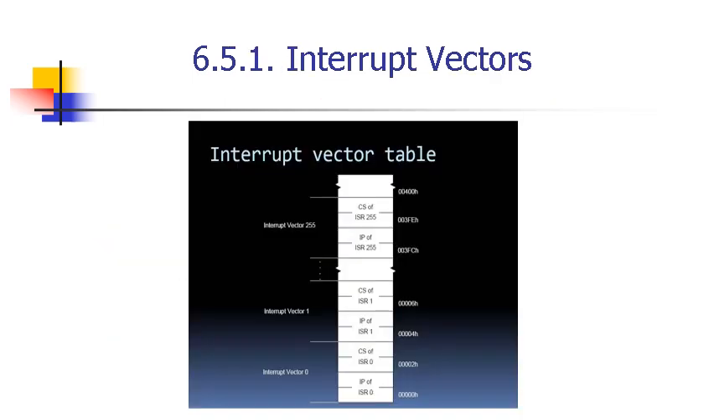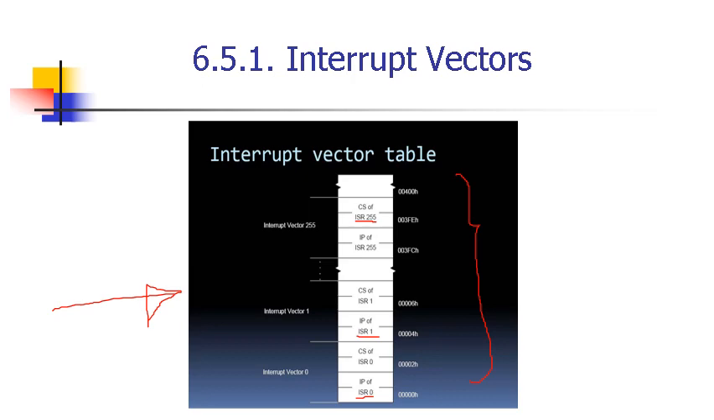Okay, here is a schematic for the interrupt vector table. So this is the first 1 megabyte of memory, and the interrupt service routines are enumerated: ISR 0, interrupt service routine 1, up to interrupt service routine 255. So all in all, we have 256 interrupt vectors.